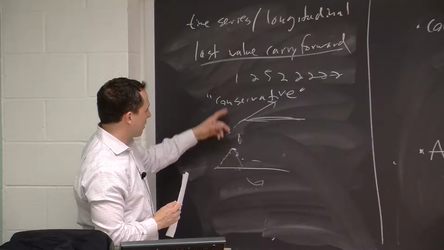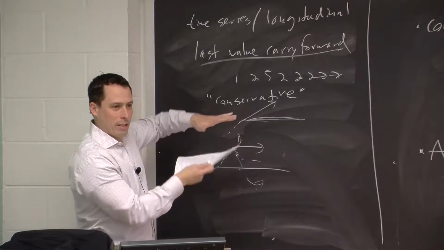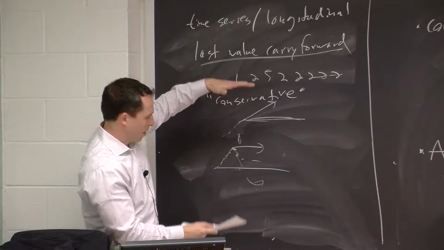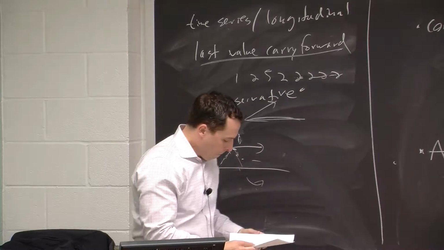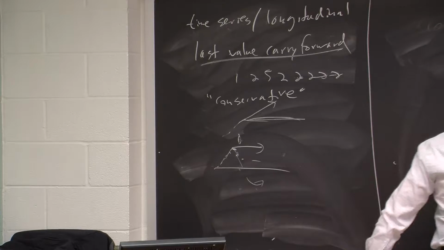So it could also be that this type of last value carried forward could exaggerate effects if it's picking up the extremes of a mean reverting process. So you have to understand what's going on better to decide whether that makes sense.